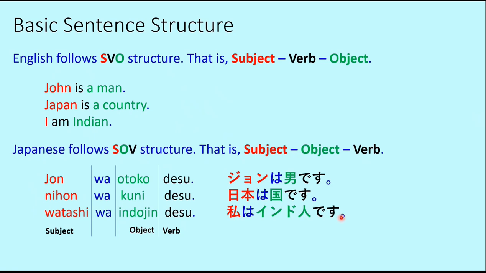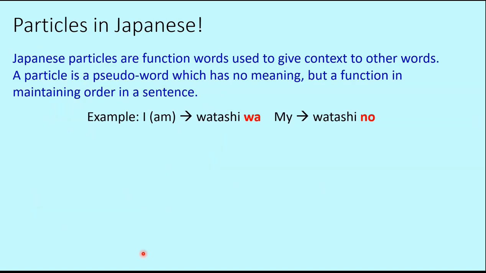So now, what is the additional thing that we don't have in English but present in Japanese? This is this particle wa. So what's this particle wa? Let's see now in detail. Before that, what are particles? The Japanese particles are basically function words used to give context to other words. Or a particle is a pseudo word, that is a false word, which has no meaning but a function in maintaining order in a sentence.